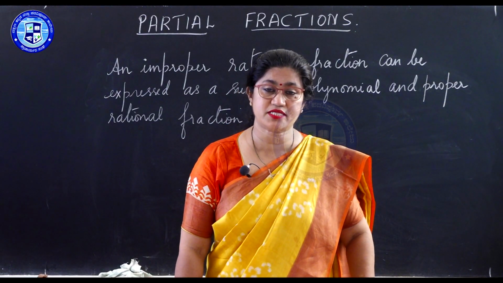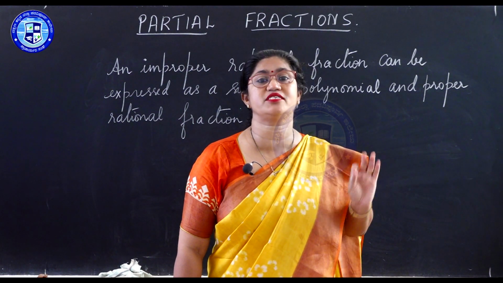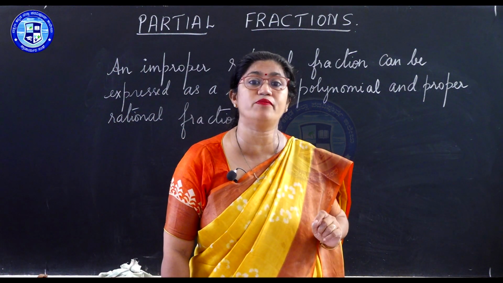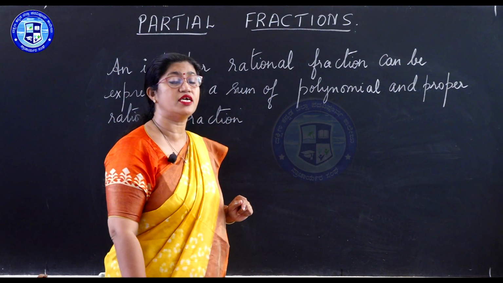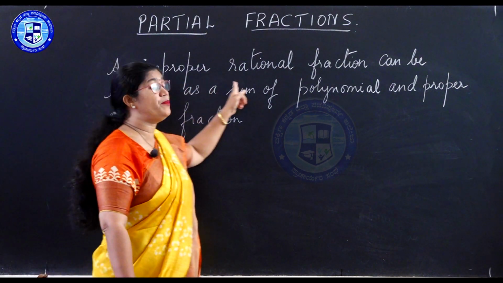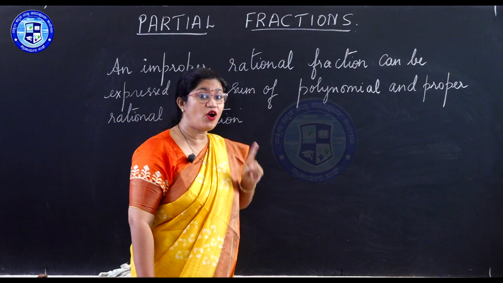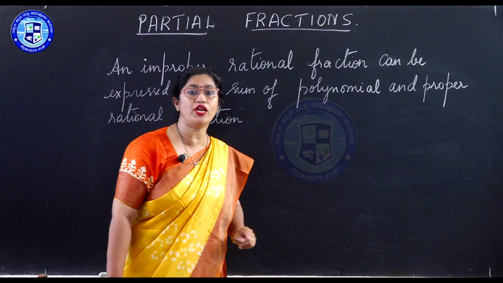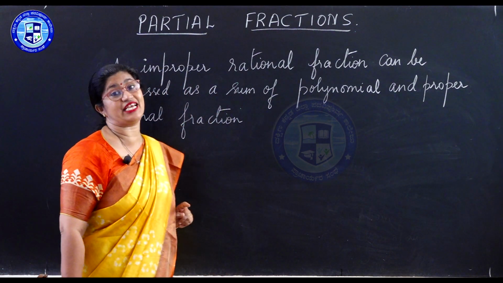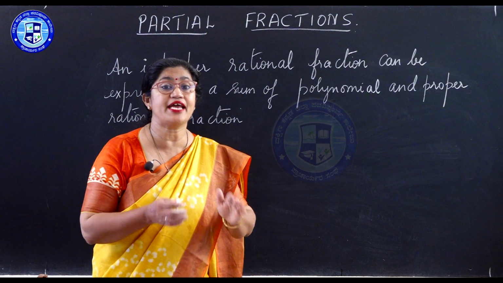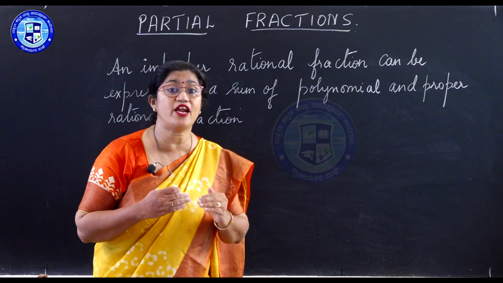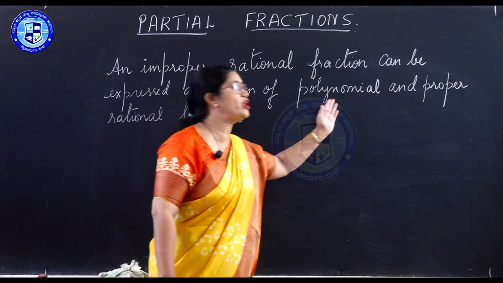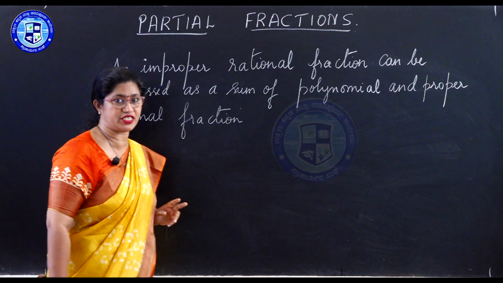The next concept is, just read what is written on the board. This is an important concept when we are dealing with the problems of resolving into partial fractions. An improper rational fraction can always be expressed as the sum of a polynomial and a proper rational fraction. Please note this.